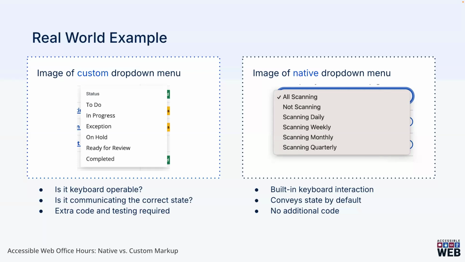For example, without proper keyboard handling, the drop-down might not be able to navigate using the arrow keys, and its state may not be conveyed correctly to screen readers. On the other hand, a native select element inherently supports these interactions and conveys its state, whether it's open or closed, without any additional code. This example demonstrates the importance of leveraging native elements for accessibility whenever possible.